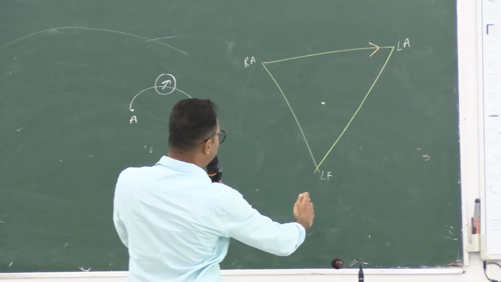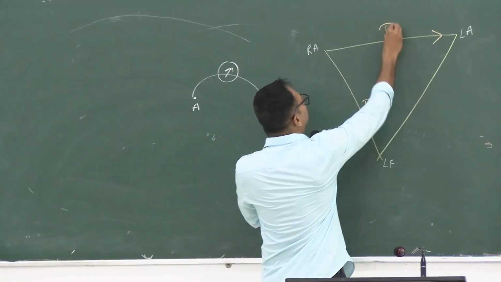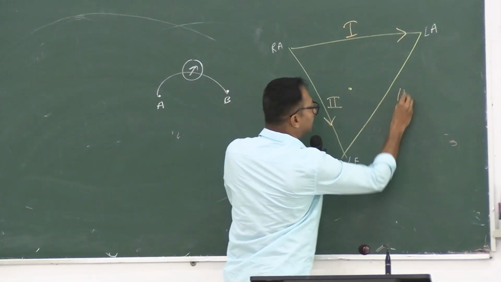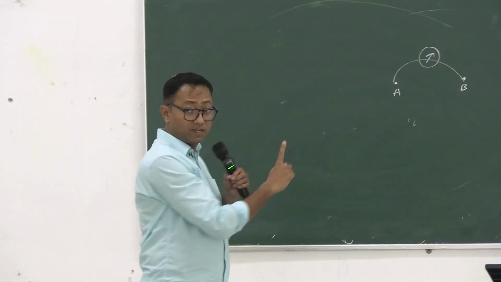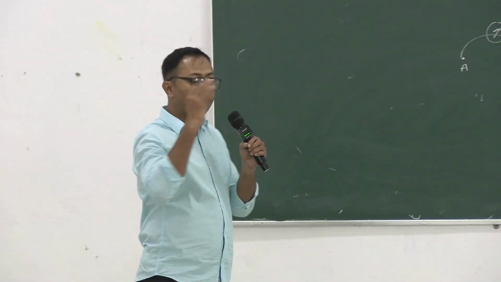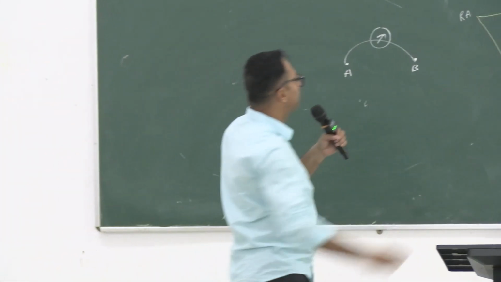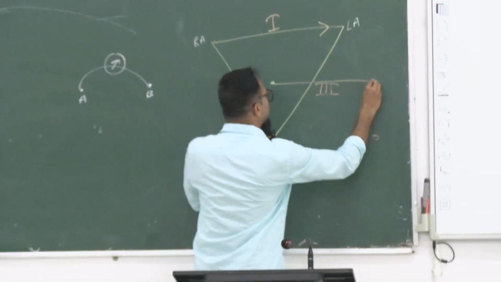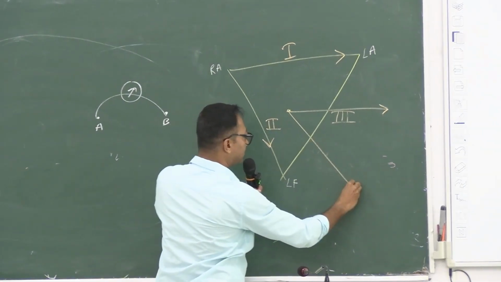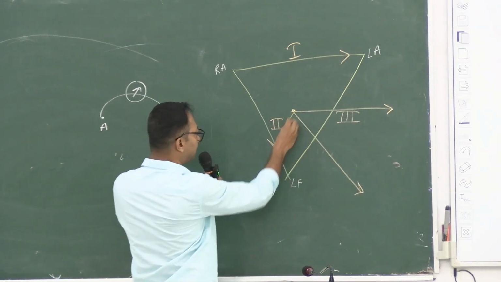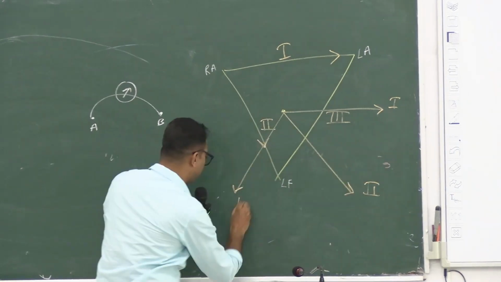RA to LF, this is lead 2, lead 1, and this is lead 3. Okay? ये triangle में हो गया. Now I will move all these lines parallelly. Okay? So lead 1 is this, lead 2 is this, lead 3 is this. Do you agree? 1, 2, 3.